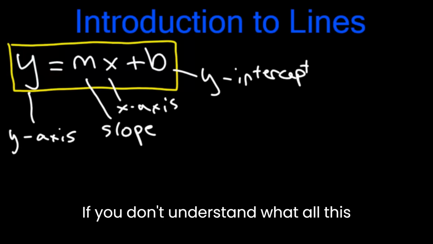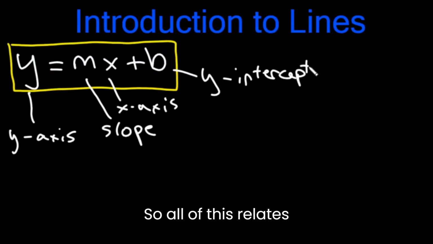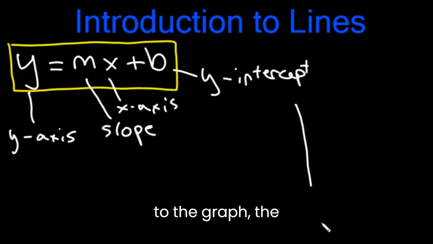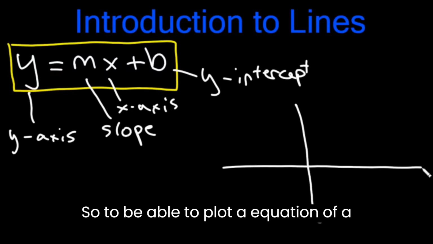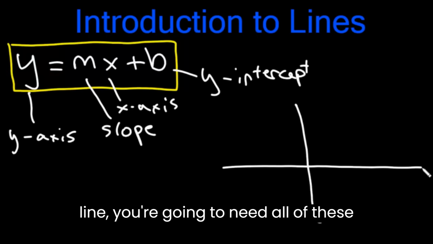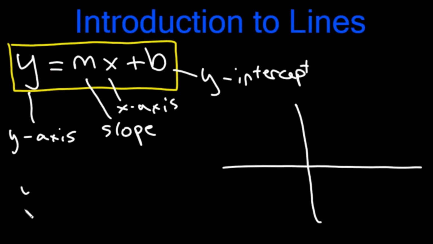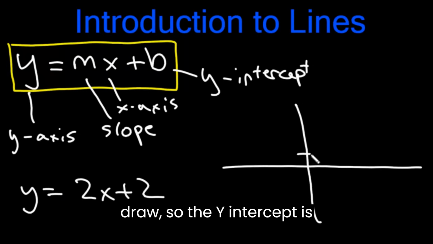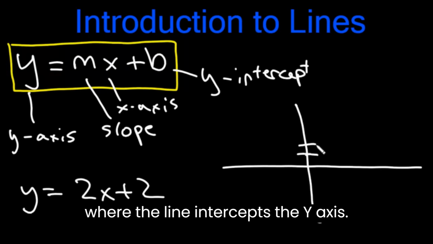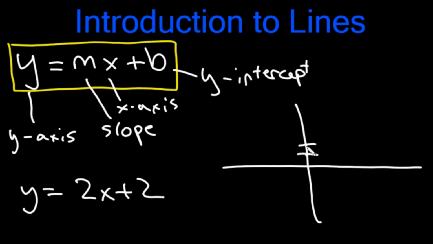If you don't understand what all this means, don't worry. All of this relates to the graph, the Cartesian coordinate graph. To be able to plot an equation of a line, you're going to need all of these things. So, let's say we have y equals 2x plus 2. This isn't a very complicated line to draw. The y-intercept is where the line intercepts the y-axis. So, if it's 2, it'll intercept the y-axis at 2. So, the y-intercept is right here.